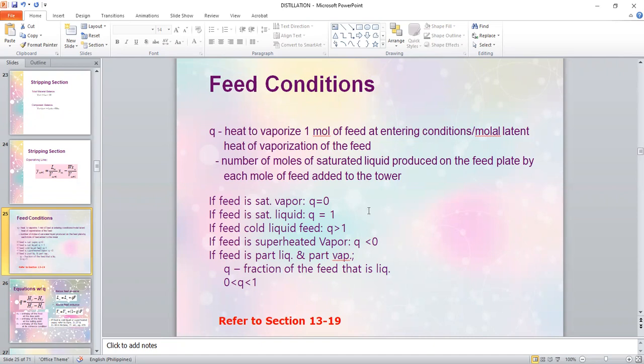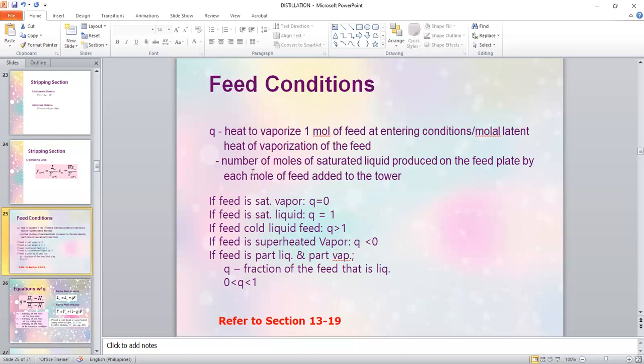According to Geankoplis, Q is the heat to vaporize 1 mole of feed at its given entering conditions per molar latent heat of vaporization of the feed. This is the way it is defined there. And in the manner of questioning, it's also like this. So in his sample problem, the manner of questioning is also based on this particular definition. Something to do with the heat to vaporize 1 mole of feed at entering condition divided by the molar latent heat of vaporization of that same feed.